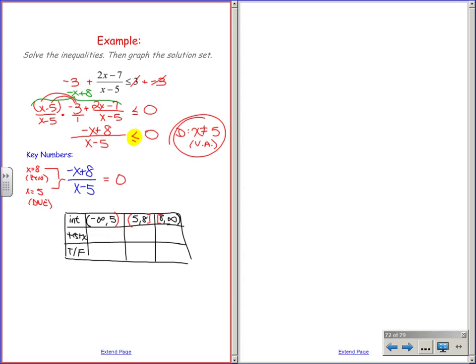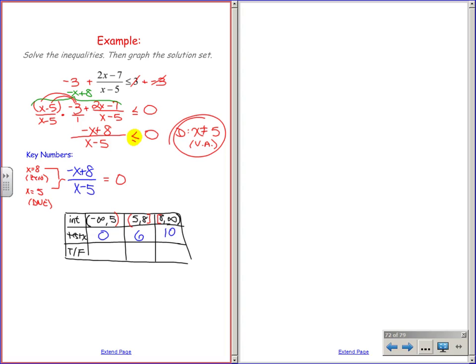But the 8, well, he's a 0. So if this was a less than, he would not be included. But since it's a less than or equal to, he is included. That's a little way just to be ready for the answer when it comes. But now we can go ahead and pick test points. So you guys, what's an easy number to plug in between negative infinity and 5? Yeah, that's what I thought. How about this one? Yeah. And then, good.